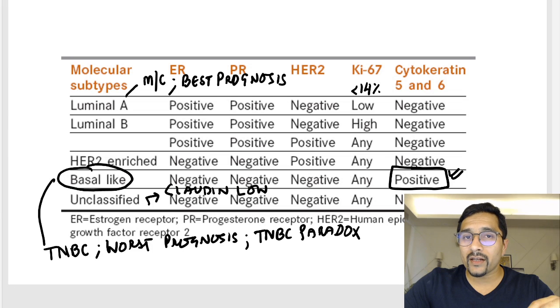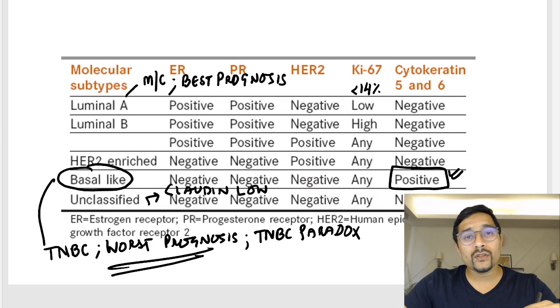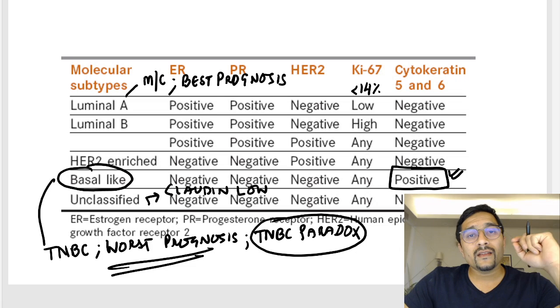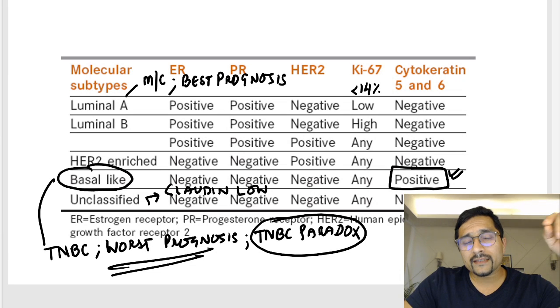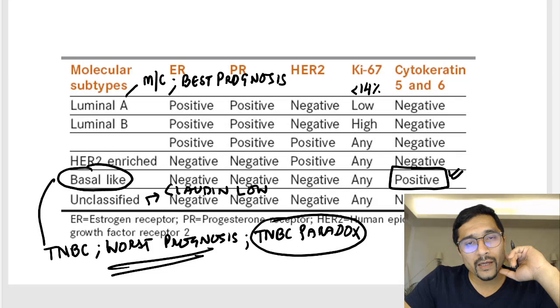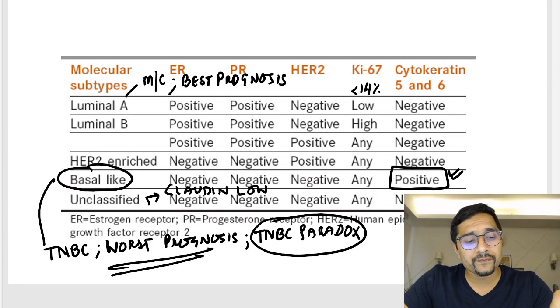HER2/neu enriched is ER/PR negative, HER2/neu positive. Basal-like, which is the classical triple negative, has the worst prognosis. This has also been asked, but you should know about the TNBC paradox. The TNBC paradox is that these tumors are very aggressive, but they respond very well to chemotherapy. So that is the paradox, and they of course have a high chance of recurrence as well. In basal-like tumors, cytokeratin 5 and 6 is positive. The last one is Claudin low, which has been updated in Bailey as well. This is also triple negative, but the cytokeratin markers here are also negative.